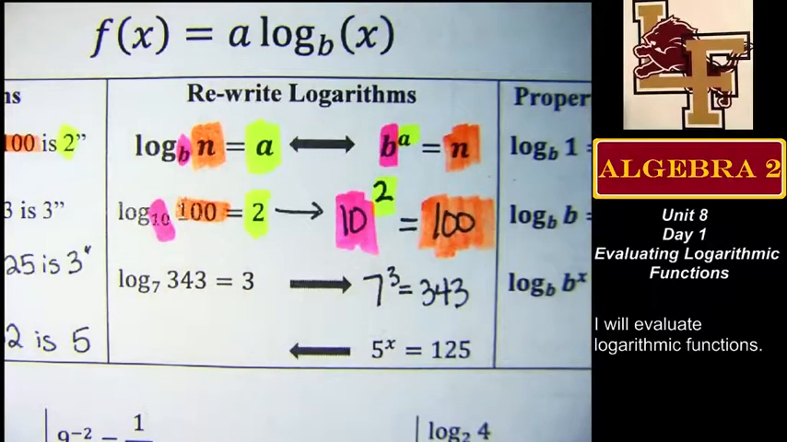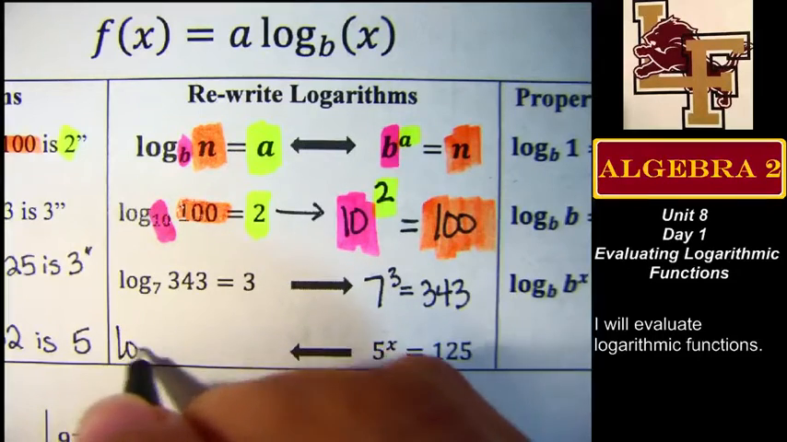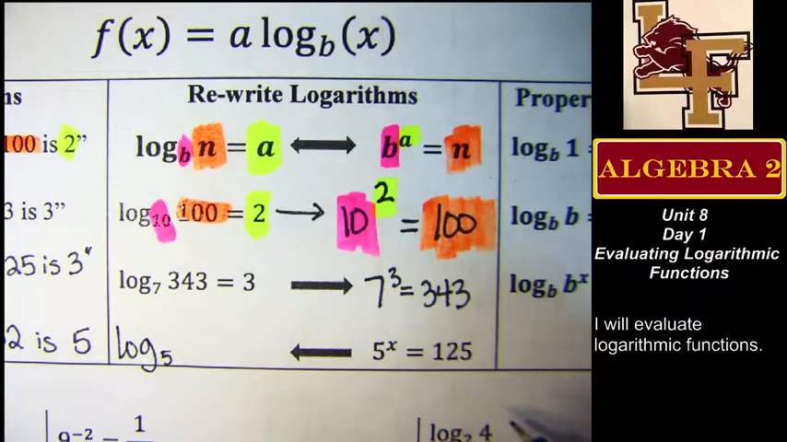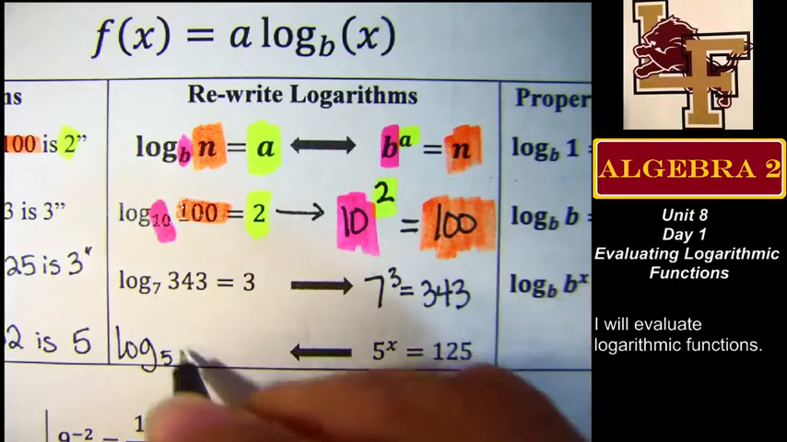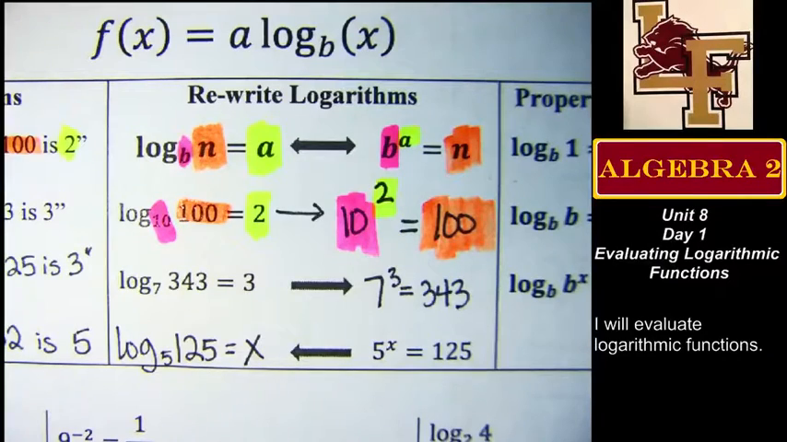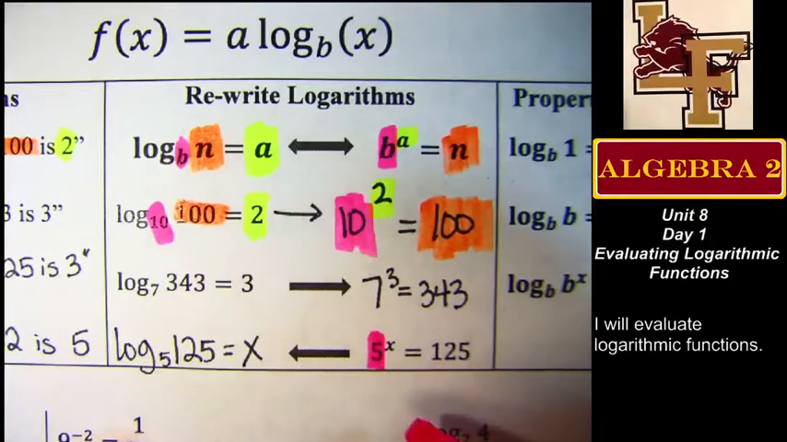Perfect. You could go the other way around, from exponential form to log form. Log base 5 of 125 equals x. I got it. That's the first one I got, because I wasn't even paying attention.